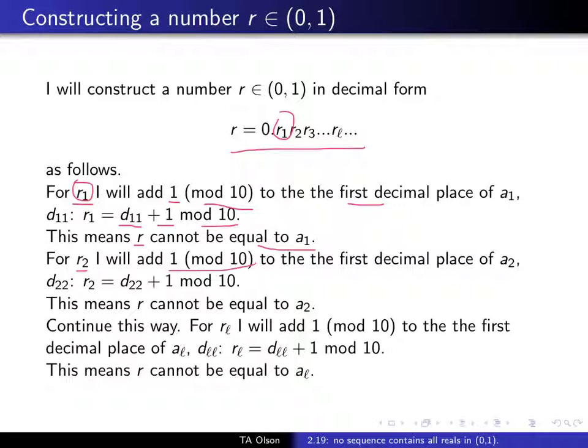For r2, I'm going to add 1 mod 10 to the second decimal place of a2, which is d22. So the second decimal place of r, I'm going to take the second decimal place of the second term in the sequence and add 1 mod 10 to it. Since r is going to differ from a2 in the second decimal place, r cannot be equal to a2. So we're going to continue this way. For rl, I will add 1 mod 10 to the lth decimal place of al, which is going to be dll. We have this nice symmetry: I'm using d11, d22, d33, d44, dll. I'm going to add 1 mod 10 to it. And since r is now going to differ from the lth term in the lth decimal place, that means r cannot be equal to al. So this is what we're going to construct.